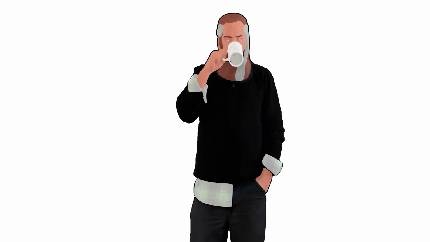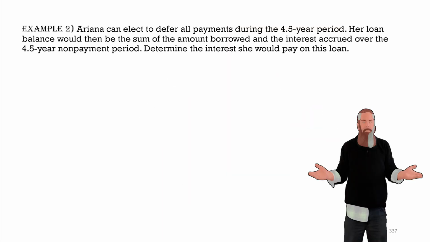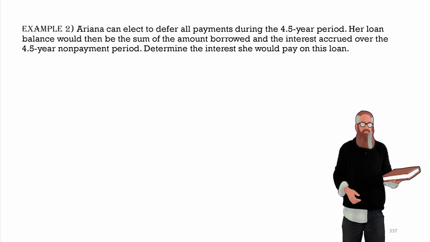Her second option is that she could pay only the interest each month while in school and during the grace period, so that at the end of the 4.5 years, her loan amount for freshman year is still $9,100. The next examples will help us see how mathematicians can assist in making the decision about which interest option is best for your circumstances. Ariana can elect to defer all payments during the 4.5 year period.